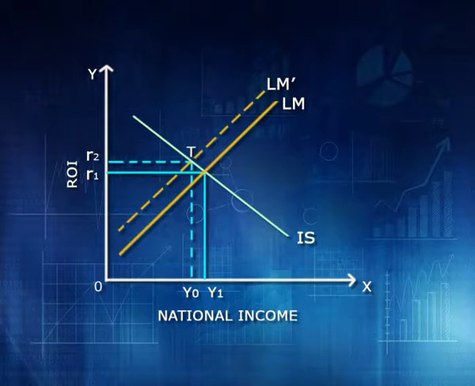It is observed here that the IS curve remains unchanged and the LM curve shifts from LM to LM dash towards the left. The new equilibrium is formed at T, where the rate of interest increases from R1 to R2 and the income level reduces from Y1 to Y0. Hence, as there is an increase in demand for money or liquidity preference, the rate of interest rises and income reduces.